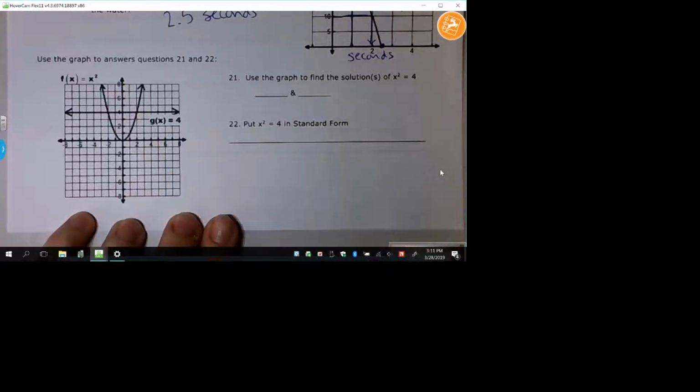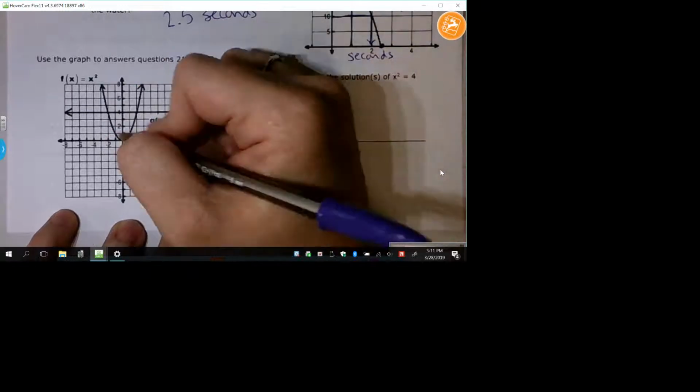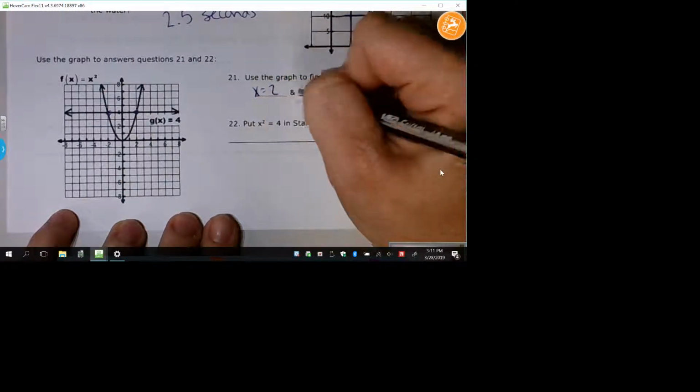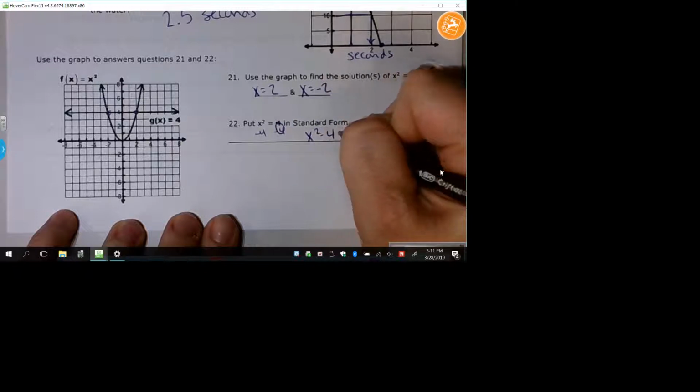Use the graph to answer questions 21 and 22. Use the graph to find the solution of x squared equals 4. So this is x squared, this is 4, and it's x equals 2 and x equals negative 2. It says put x squared equals 4 in standard form, so you just subtract 4 from both sides. You get x squared minus 4 equals 0.